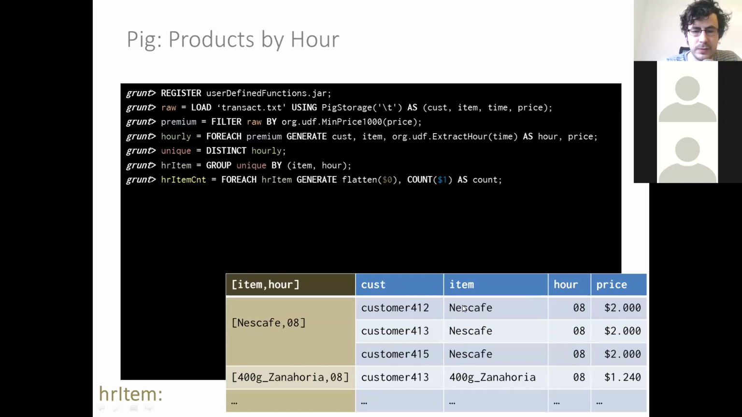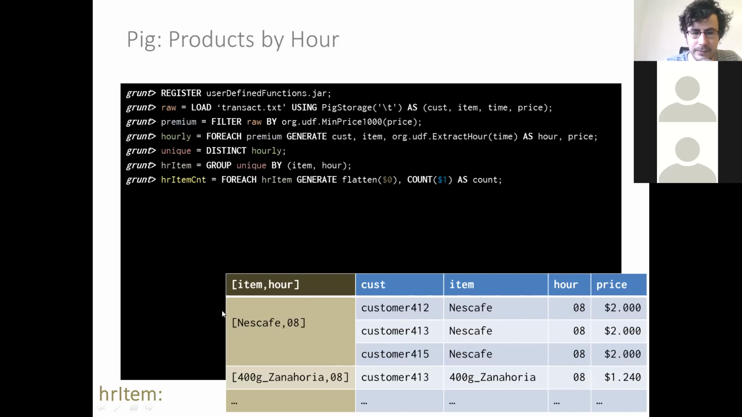Then for each, we're not really interested in all this data. We just want to count how many tuples there are in here. So we use this function here, which will generate for each tuple in the group by item and hour, we are going to generate the key, which is, okay, flatten group, which I'll talk about in a little bit more detail, and count. So we're going to count how many elements there are in here, intuitively speaking.